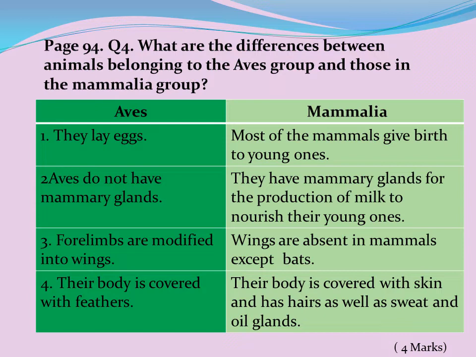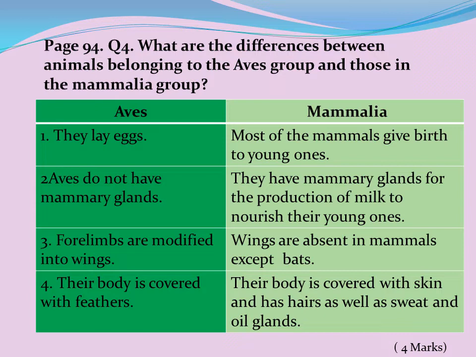2. Aves do not have mammary glands. Mammals have mammary glands for the production of milk to nourish their young ones. 3. In Aves, forelimbs are modified into wings. Wings are absent in mammals except bats.